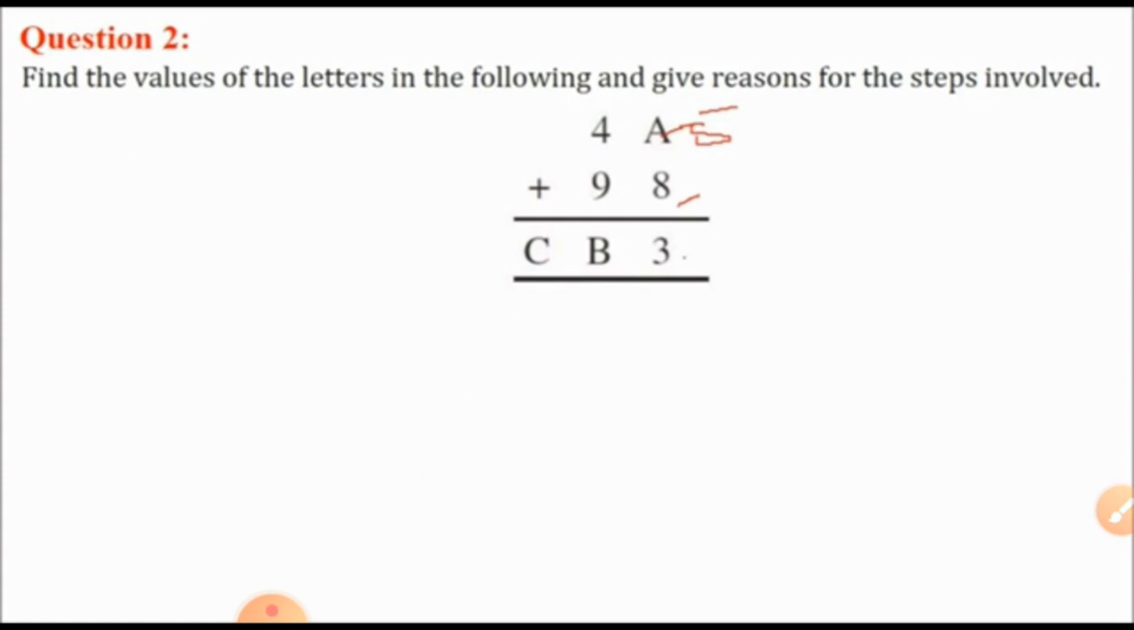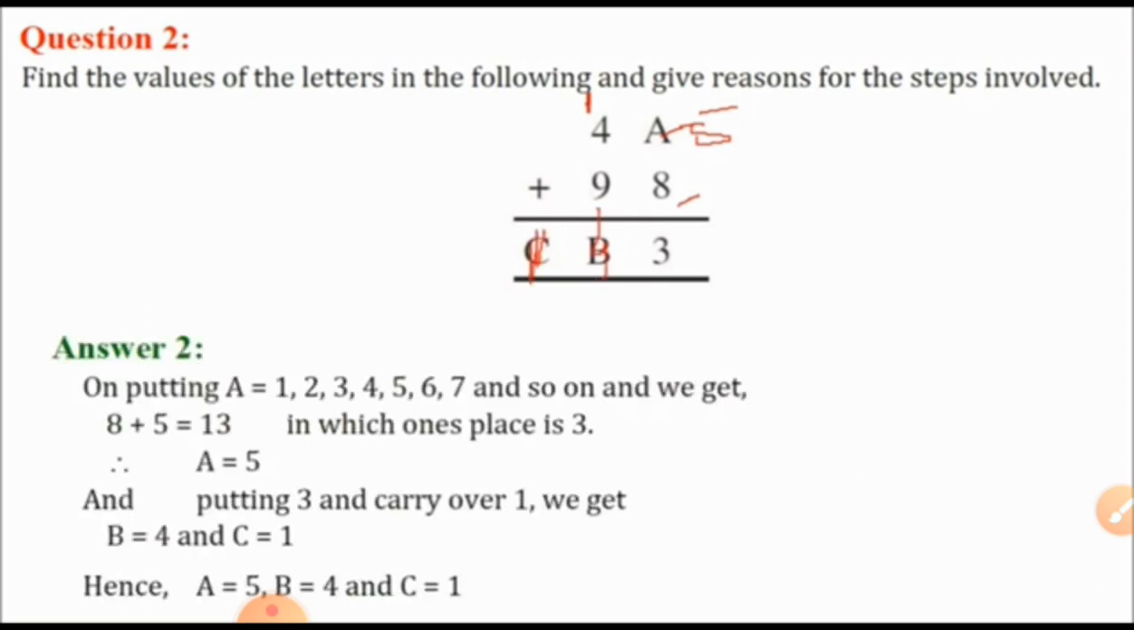So I took too much time to explain both the answers. Yes, 5 plus 8, 13. 1 is the carryover. 1 plus 4, 5. 5 plus 9, 14. So 1 and 4. So B is equal to 4, A is equal to 5, and C is equal to 1 are the answers for this one. Is it?